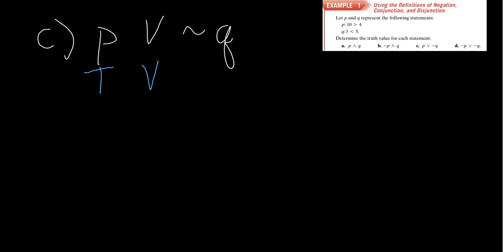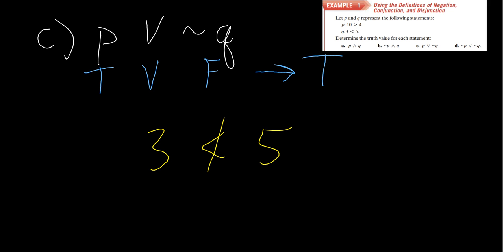Or, well, not Q. Let's examine Q. Q is 3 is less than 5. If we were to make it a not statement, we would say 3 is not less than 5, which we know is a false statement. Because 3 is less than 5. Well, we have a true or false, but since it's an or statement, it makes the entire statement true because only one has got to be true. Unlike A and B, where both had to be true.